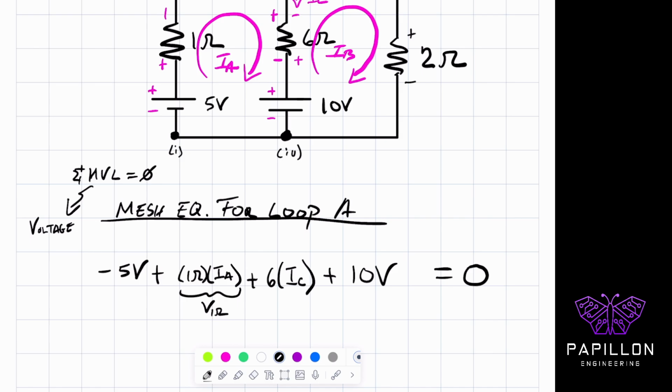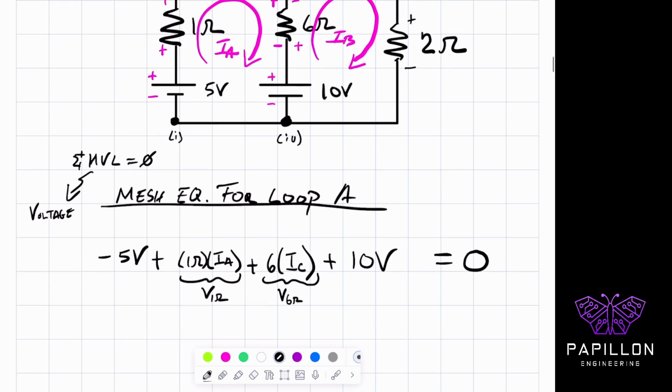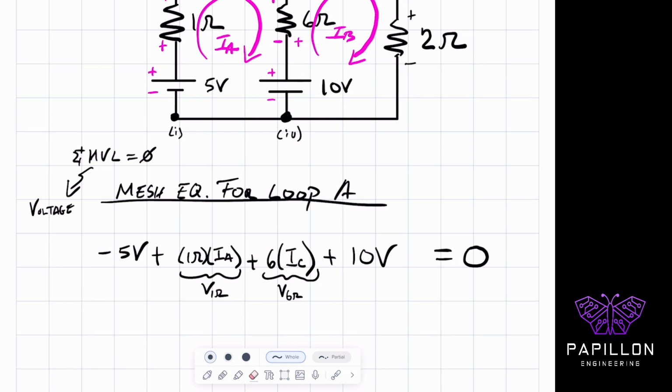All of that equals 0. So that's my first equation that I just wrote. Again, for clarity, the 6 times IC is the same thing as me writing the voltage of the 6 ohms. That's the idea behind this. So far I have one equation, and within that one equation I have 2 unknowns: I have an unknown IA, and I have an unknown IC.